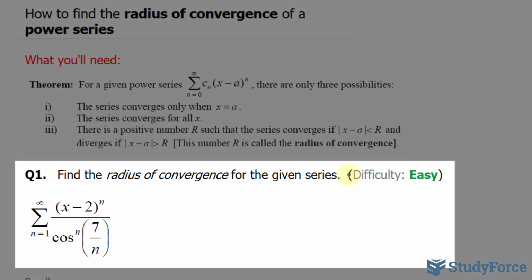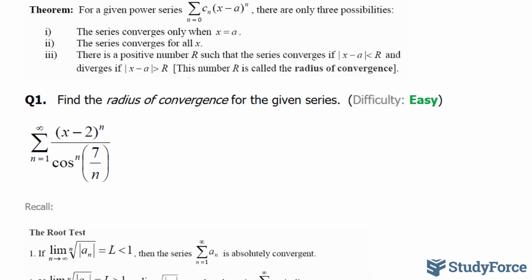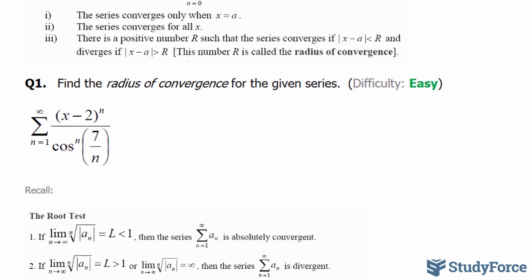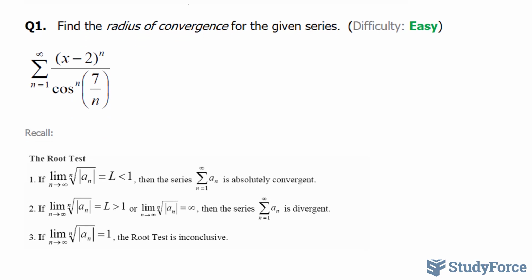Question number 1 is an easy one. They're asking us to find the radius of convergence for the given series. To do this, we'll use the root test because both the terms at the top and the bottom of this fraction are raised to the power of n. And if you don't recall, the root test is shown below. So we'll take the limit as n approaches infinity for the nth root of the absolute value of our series. If that's confusing, here's what you do. You take the limit as n approaches infinity for the nth root of our series in absolute value.